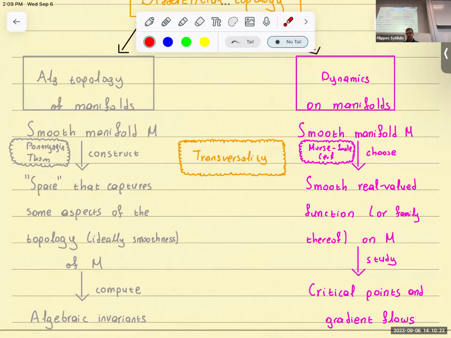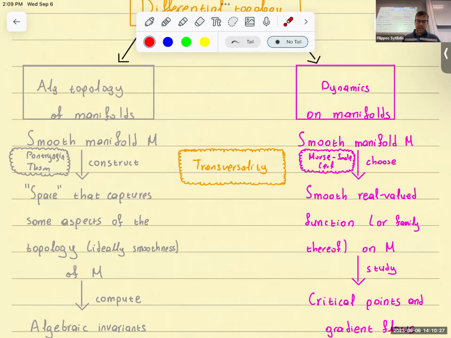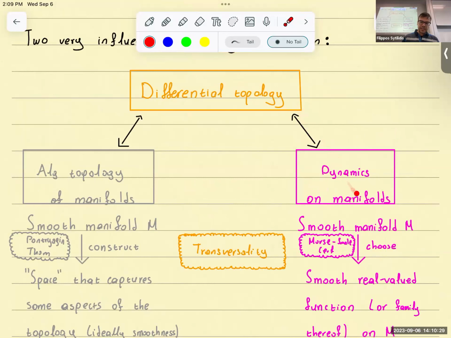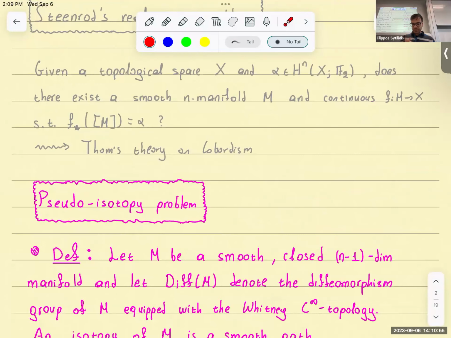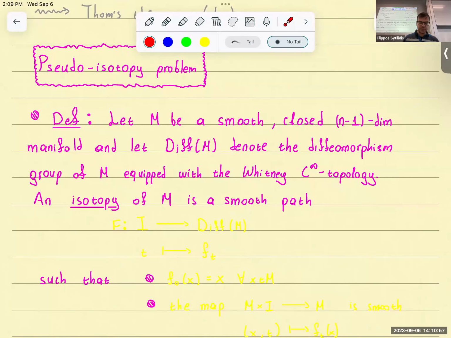So now I want to present a similar motivating problem that shows up in this interplay between differential topology and dynamics. It's a problem in differential topology that we can try to connect to this theory of smooth real valued functions and critical points, and try to get an answer through there. And this is the pseudo-isotopy problem. It's another problem I'm a big fan of.